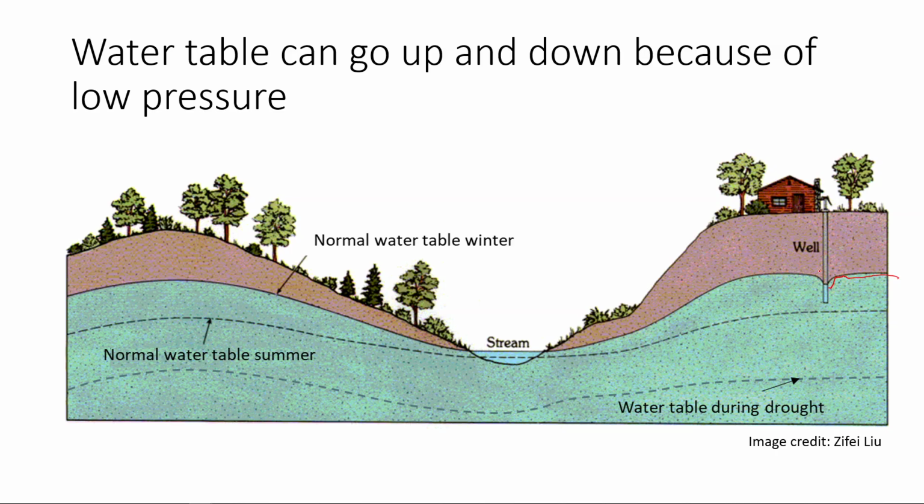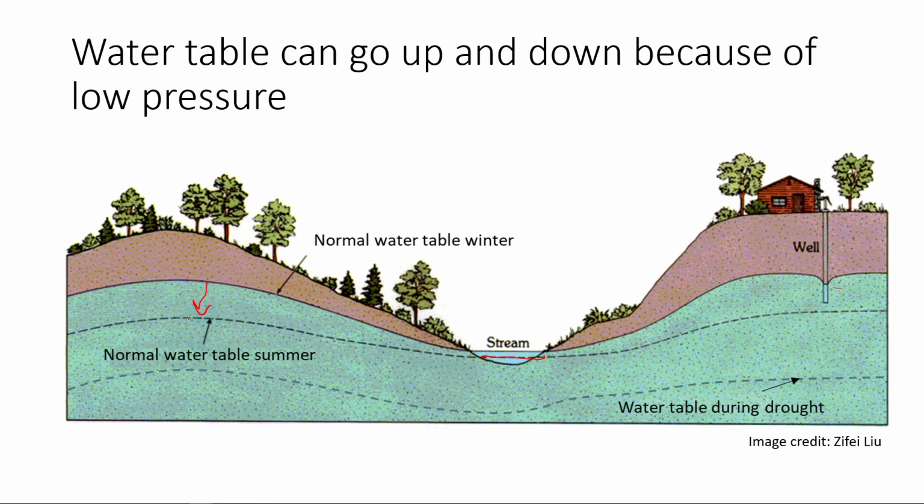You see here, when you start pumping, the water table will decline. But with the normal water table during the summer, you see what will happen: the water table will go down. So during the summer, your water table could go down, your stream level will go down, and this will become a dry well, because your water table is here. So that will become a dry well.